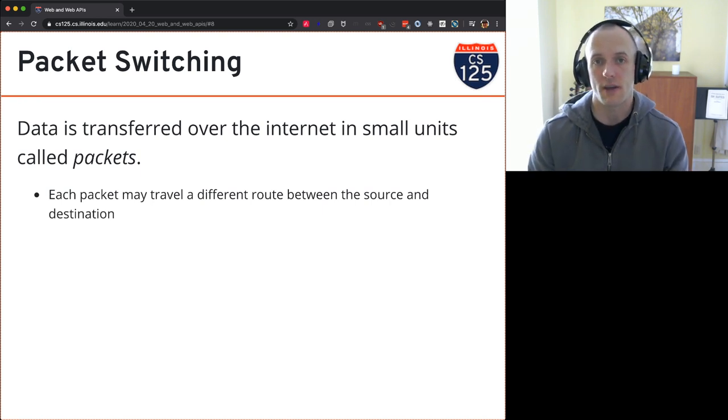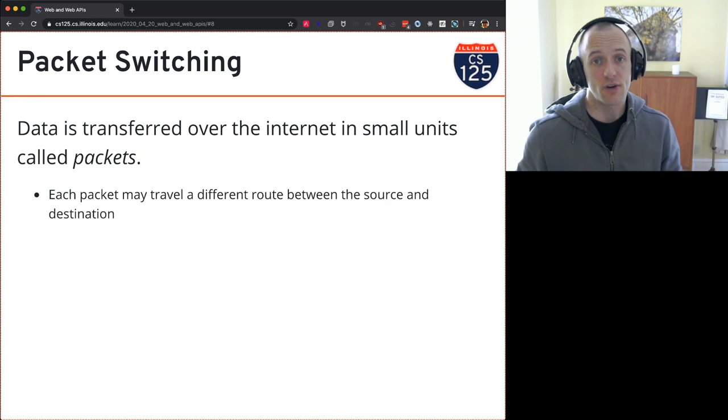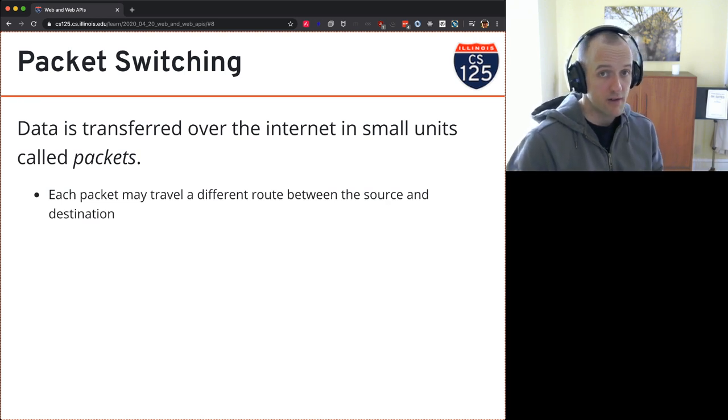One of the things that's true about the internet, although it's uncommon, is that if you are transmitting data from one device to another, some of the data may travel across one path across the internet, and some of the data may travel across a different path.